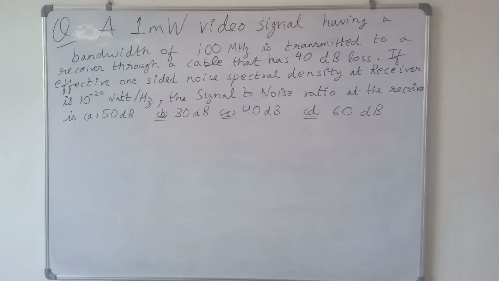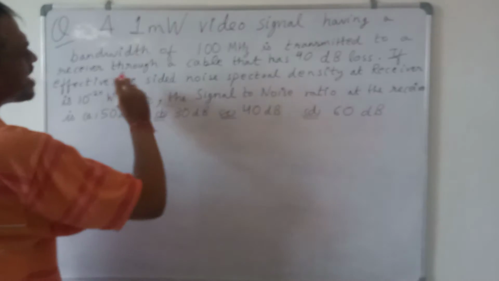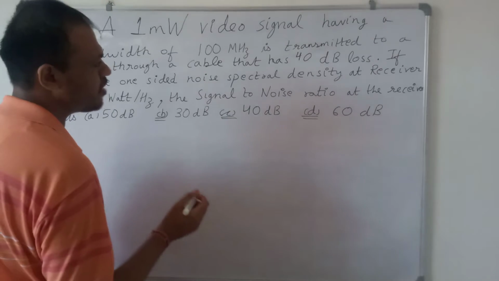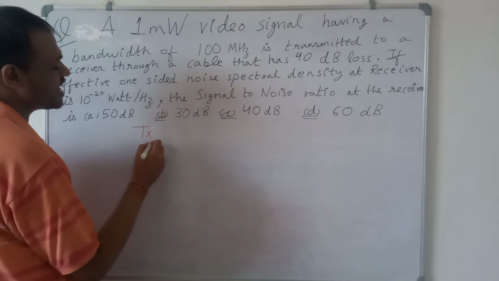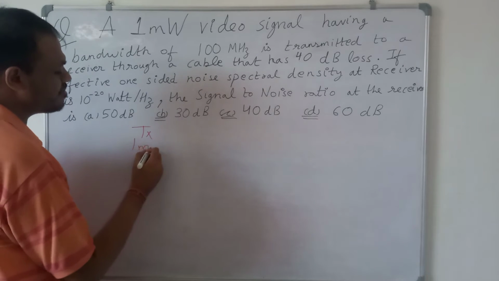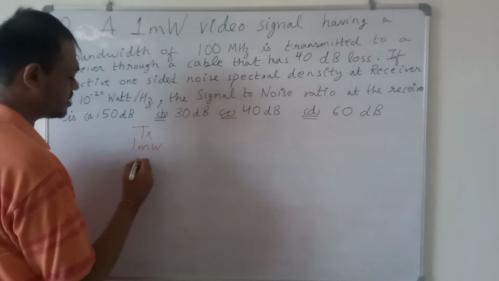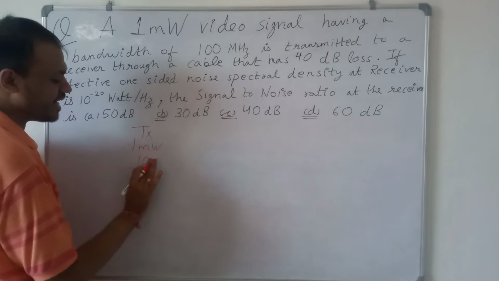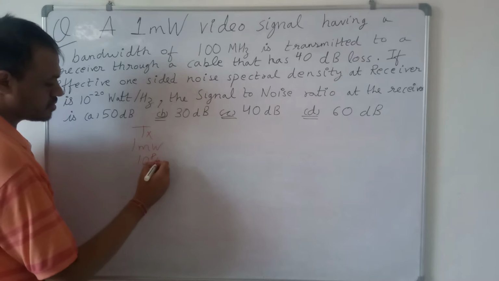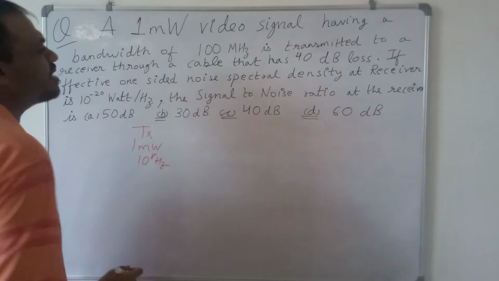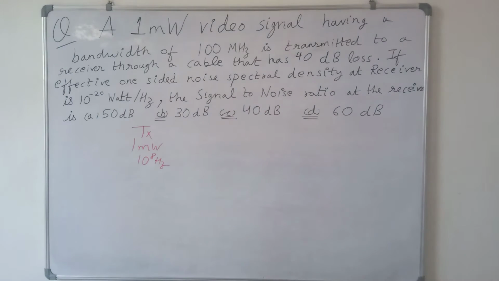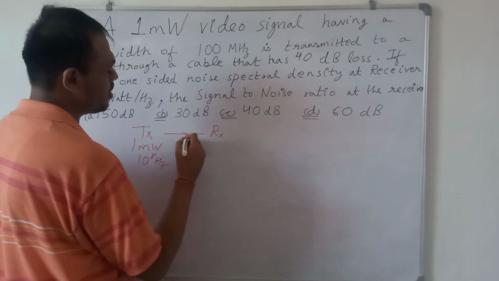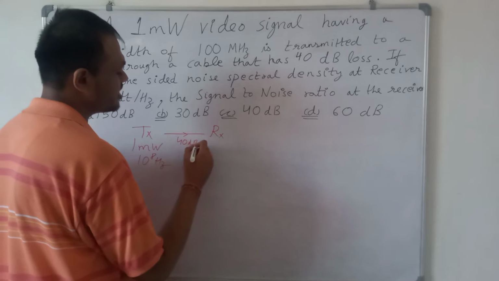So in this question it says that a 1 milliwatt video signal having a bandwidth of 100 megahertz is transmitted to a receiver through a cable that has 40 dB loss. So a signal is transmitted which is 1 milliwatt and a bandwidth of 100 megahertz or 10 to the power 8 hertz. So the signal 1 milliwatt and bandwidth 100 megahertz or 10 to the power 8 hertz is transmitted through a cable that has 40 dB loss. So 40 dB is the loss.